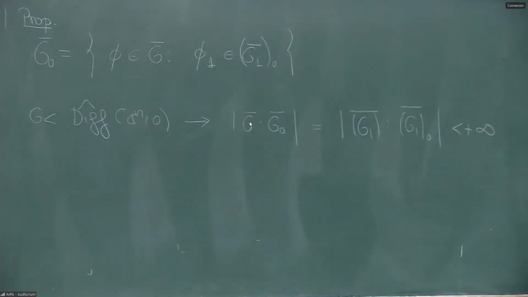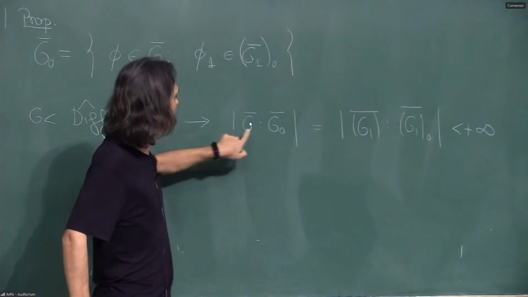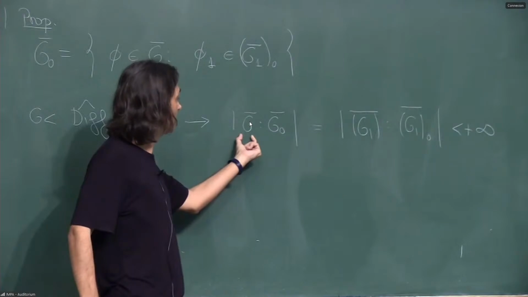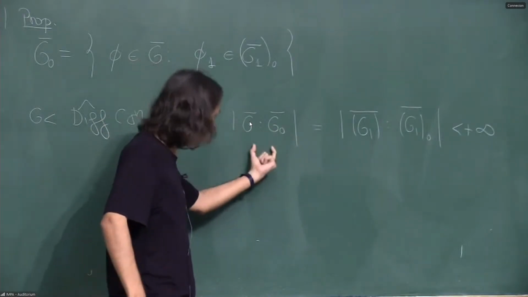So you still get that you have the Lie correspondence, and you have that this group over here continues to be of finite index in the Zariski closure, even if this group is infinite dimensional. If this group is infinite dimensional, this one is also infinite dimensional. But the index is always finite.